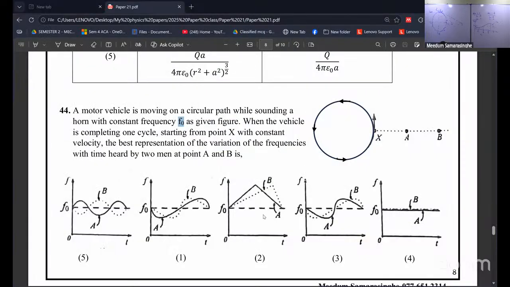The answer cannot be this one. Answer cannot be this one. Frequency cannot be constant. So out of this one and this one, what is the answer? Frequency for A becomes minimum before B, right? A becomes minimum before B, and frequency for B becomes maximum before A. This one should be the answer.